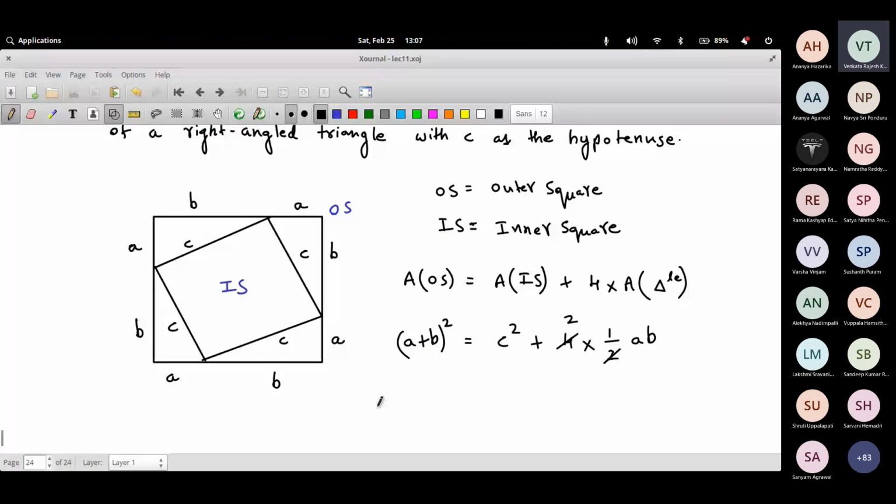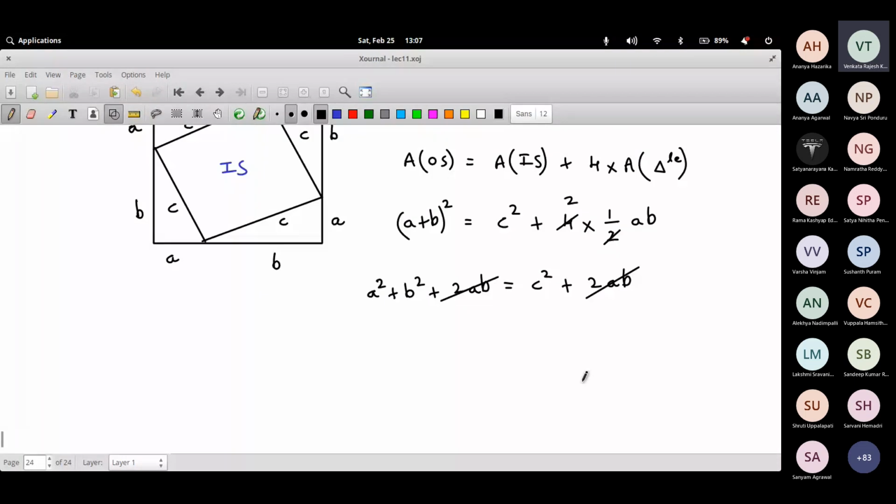So this will be A squared plus B squared plus 2AB is equal to C squared plus 2AB. Right? So this will cancel out. So we got our statement: A squared plus B squared equal to C squared. That's it. Hence proved.